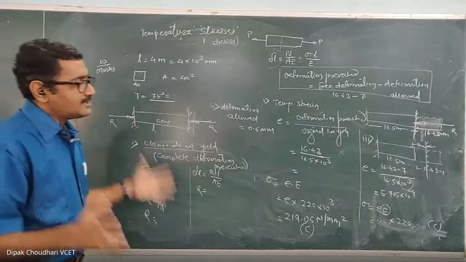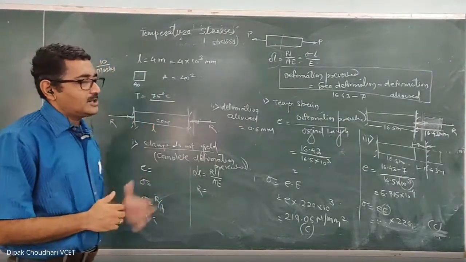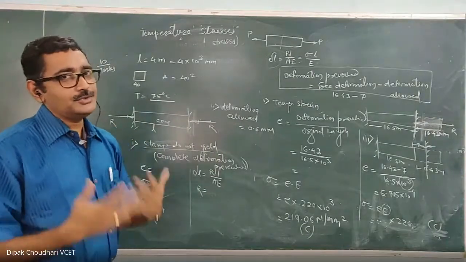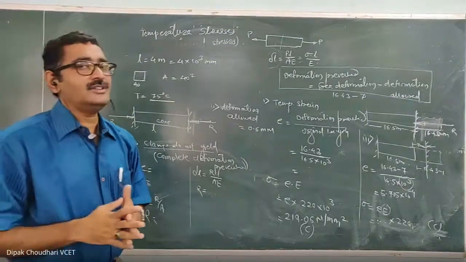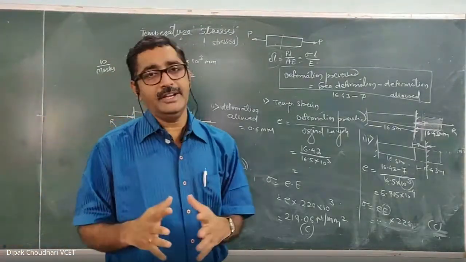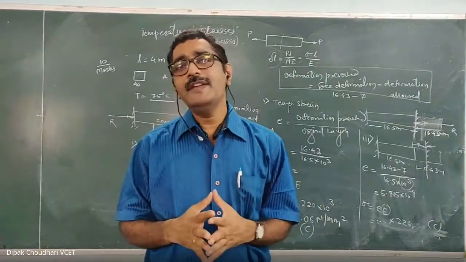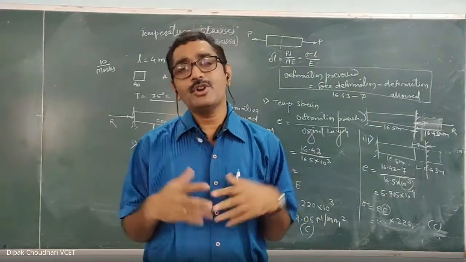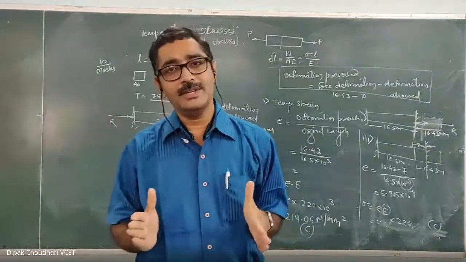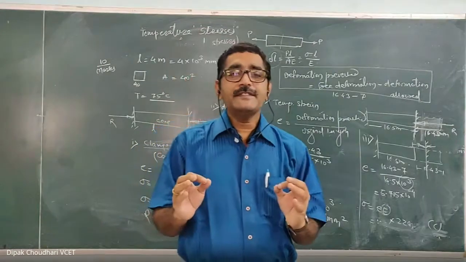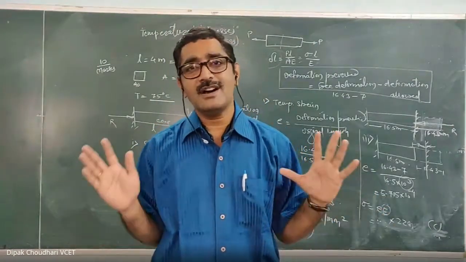Yesterday we solved sums where only one particular rod or material is subjected to a change in temperature. Yesterday I explained that temperature stresses are induced only when the free deformation because of the change in temperature is prevented, either partially or completely. If the material is free to elongate, no temperature stresses are induced.